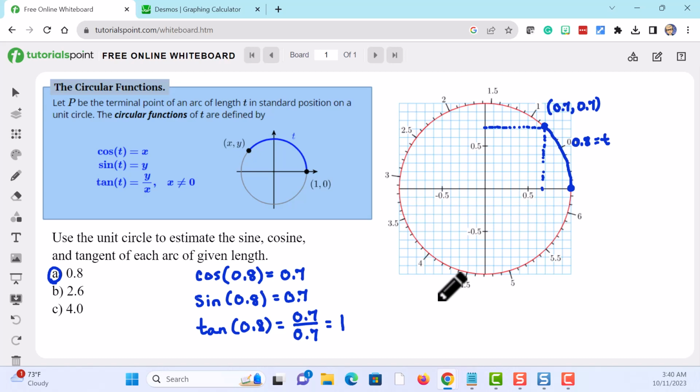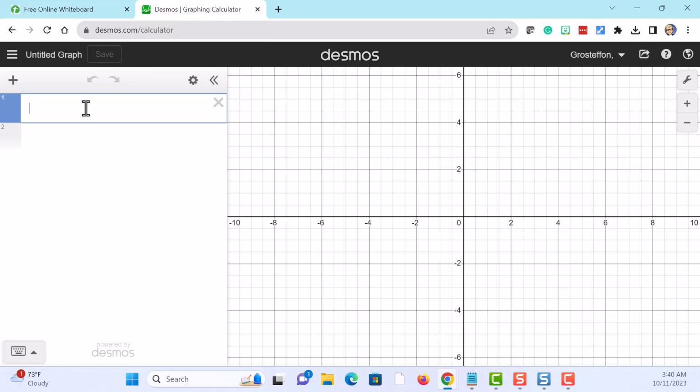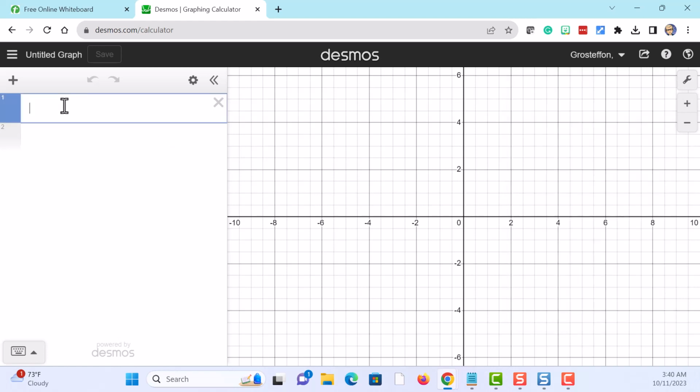If we want to get better approximations, we can use a scientific calculator. I'm going to go ahead and use Desmos. First of all, whatever calculator you're using, double check and make sure that it's in radian mode. So we'll enter cosine of 0.8, and notice that it's 0.6967, that rounds to 0.7.